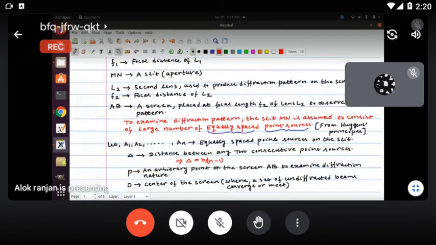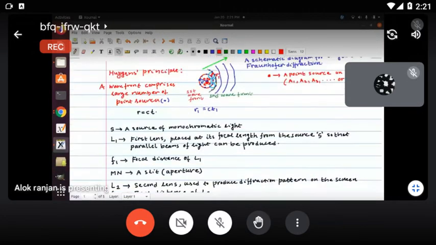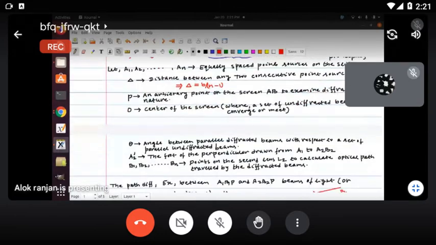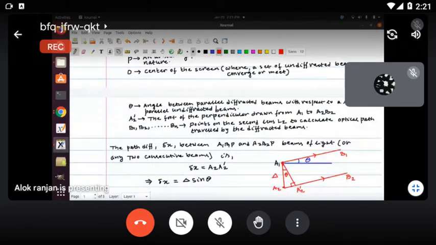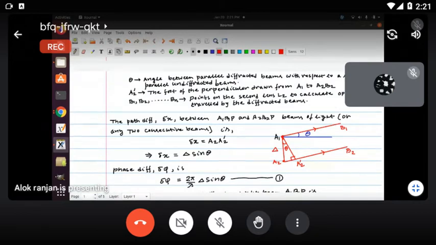Yes, sir. Okay, so let's move on. As I said, we have equally spaced point sources according to Huygens principle. I have explained these things, right? You can notice the symbols or notation that I have used for the schematic diagram. I have mentioned them in great detail here. And as I said, theta is the angle of the diffracted beam with respect to a set of parallel beams, and that portion I have enlarged here.